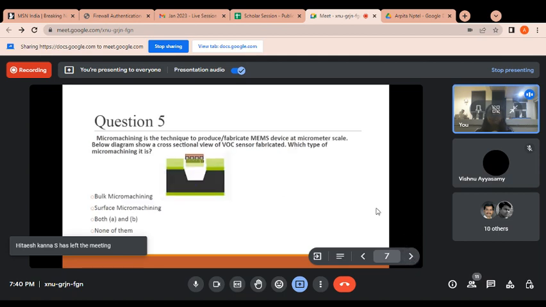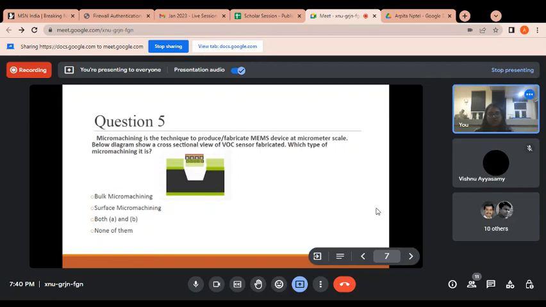so we are moving towards question number 5. Micromachining is the technique to fabricate MEMS devices at micrometer scale. The diagram below shows a cross-sectional view of a VOC sensor fabricated. Which type of micromachining is it? So here you can see a device, a micromachined VOC sensor.